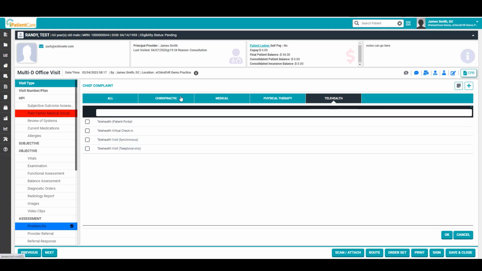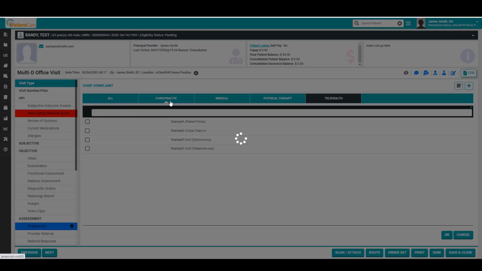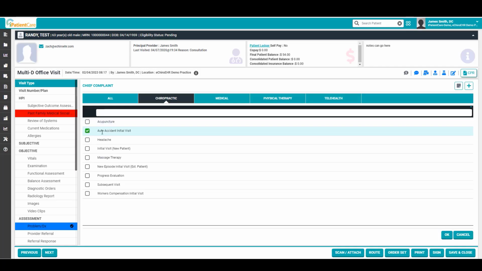Now, the important part of this particular section, identifying the visit type, and we'll go ahead and make a selection here that this is an auto accident initial visit as a chiropractic provider, is that two things occur. Number one, this note now will be labeled auto accident initial visit so that you can readily identify this note type within the multi-D office visit; it will be recorded as the title of this note. Secondly, you have the ability to bring in specific history of present illness requirements, questions, history documentation that would be required for that particular type of visit or chief complaint.